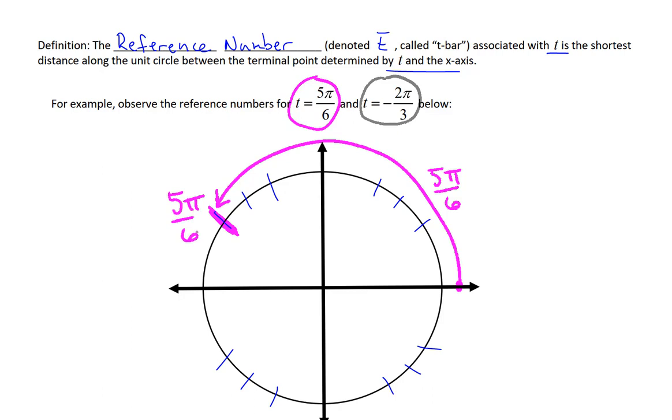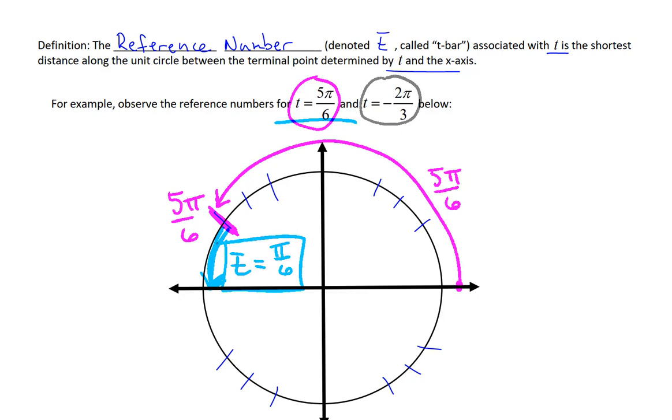Now, the reference arc, or the reference number, is a bit different. It says, basically, what's the shortest distance between where that terminal point is and the x-axis. So the reference number for our first arc would be, wherever you are at this terminal point, straight down to the x-axis. For that one, we would say T bar, our reference number, is how far is that distance? Well, that's the same distance as it would be from 0 to the first marking, right? That's just pi over 6. So our reference number for T equals 5 pi over 6 is pi over 6.